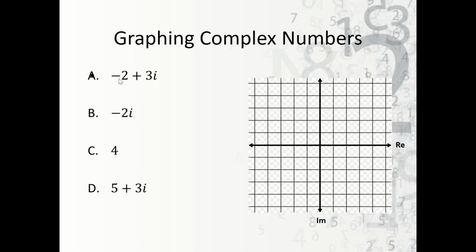Now we can do a few more. So we have -2 plus 3i. So we're going to go to the left 2 and up 3. And there's A. Now B just says -2i.